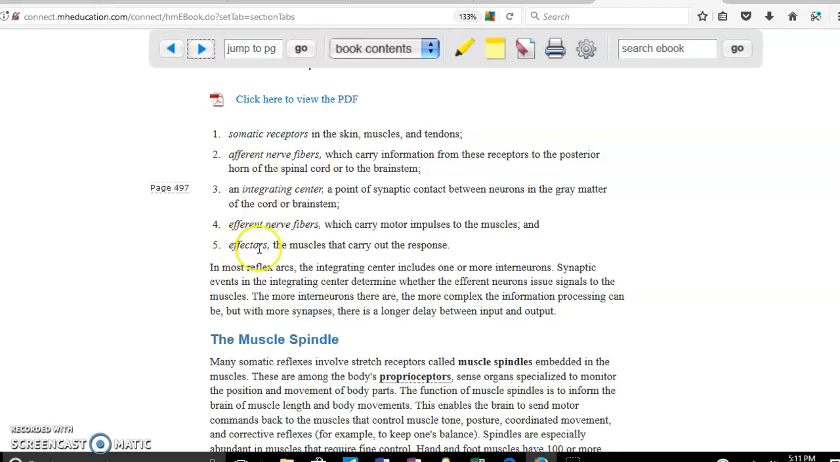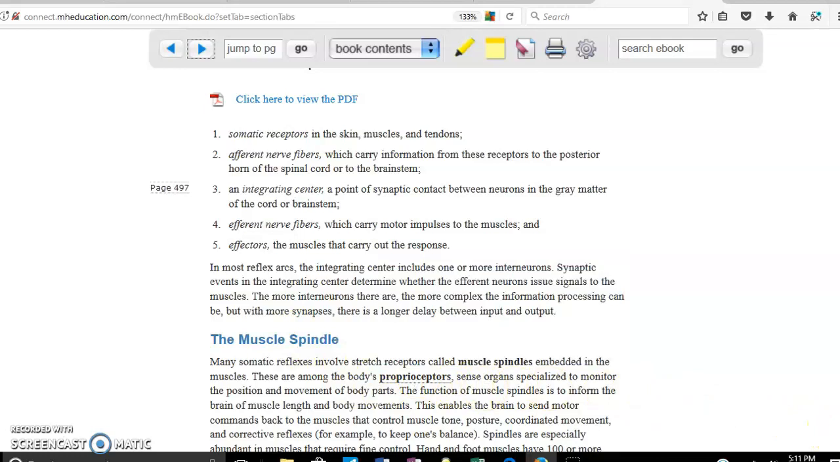Now, the only part you have to know a little bit more about in the case of reflex is the receptor, this receptor right here. Since the reflex happens with the muscles, the receptor is going to be the muscle spindle. The muscle spindle is the receptor in the reflex. The muscle spindle is found in your muscle. That's why it's called muscle spindle. This is a type of proprioceptor.